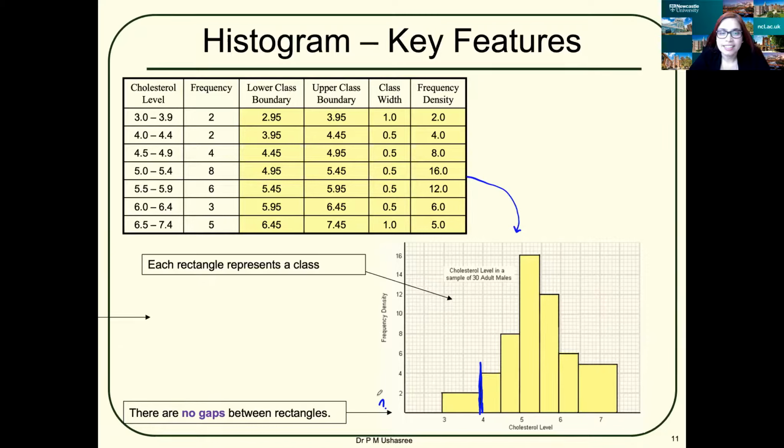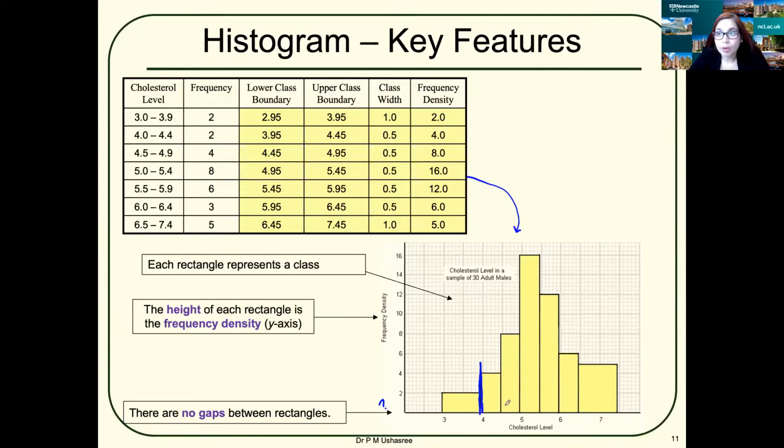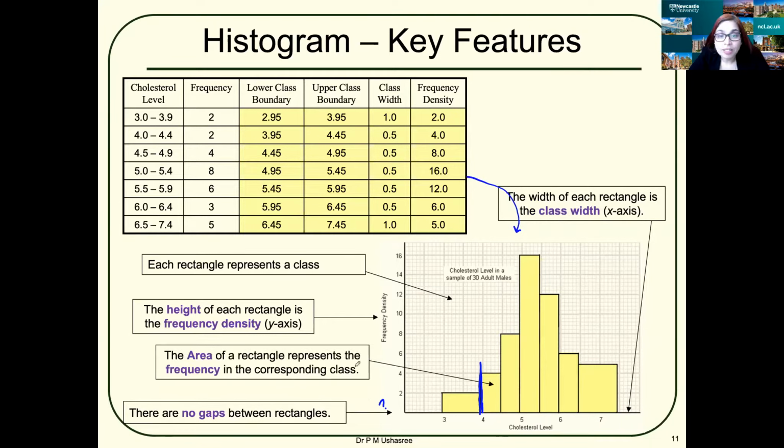The boundaries overlap. The height of each rectangle is the frequency density. The width of each rectangle is the class width. The area of the rectangle represents the frequency in the corresponding class. So these are the important points you should know about a histogram.